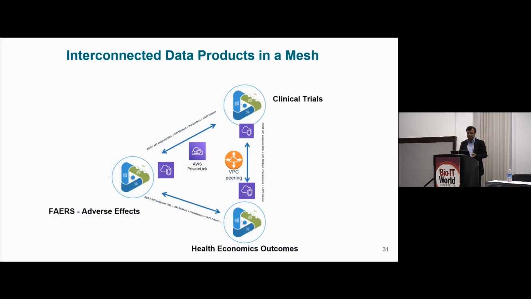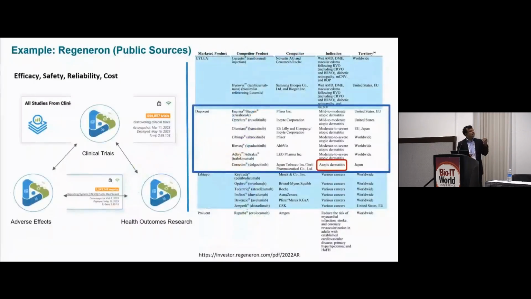So let me show you one example of how powerful it is. Let's take three data products. One is called clinical trial, another is adverse effect, and the third is health outcomes. And this is a public example of Regeneron. As you know, Regeneron has three major market products, Eylea, Dupixent, Libtayo, and others. This is from the investor slides. And one of the indications is, let's say, atopic dermatitis, right?